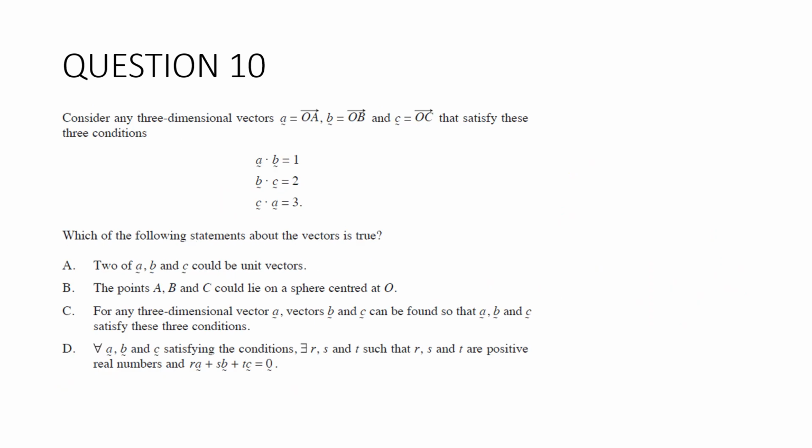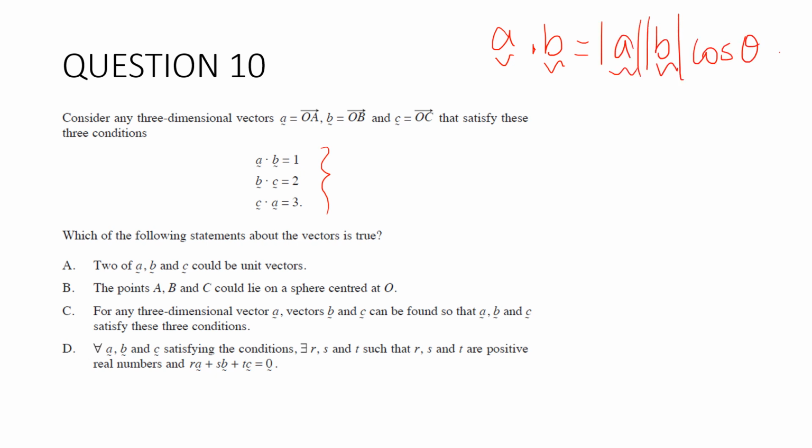Question 10. Consider any three-dimensional vectors A, B, and C that satisfy these conditions. Which of the following statements about the vectors is true? All right, quite a tricky question. So we'll start with A and see whether we can eliminate any. Again, we're using the dot product. So we're going to use this formula again. A dot B is equal to magnitude of A, magnitude of B, cos theta.